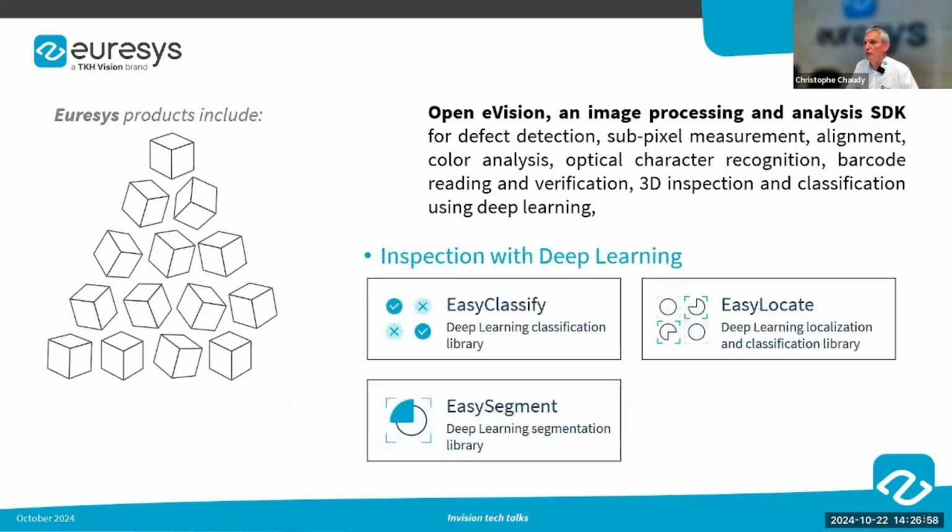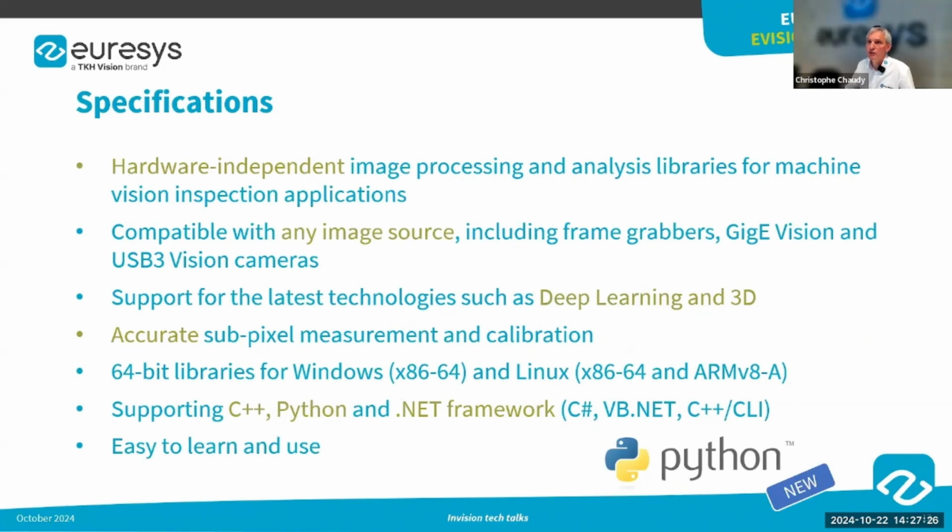And finally, we offer a range of deep learning-based libraries, so for image inspection using neural networks. So typically, we are able to classify images or to locate objects inside the image or to perform semantic segmentation of objects in images. So that's for Open eVision. And it's important to note that Open eVision is not linked to specific hardware. So you can process any images with Open eVision. So we are compatible with any sources, frame grabbers, files, or whatever.